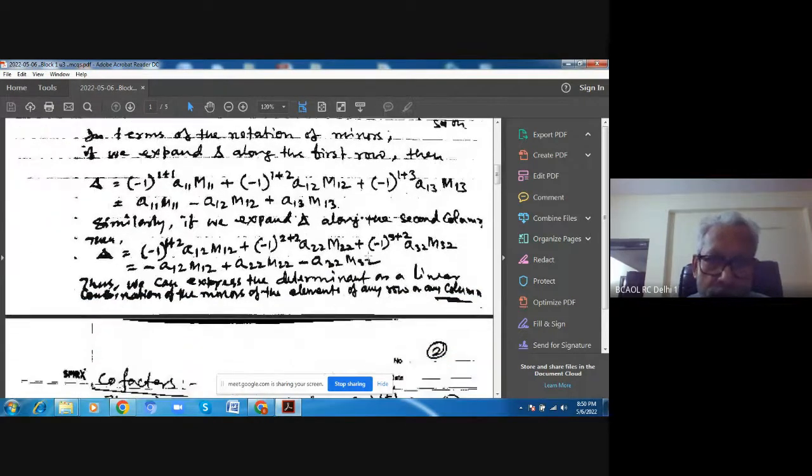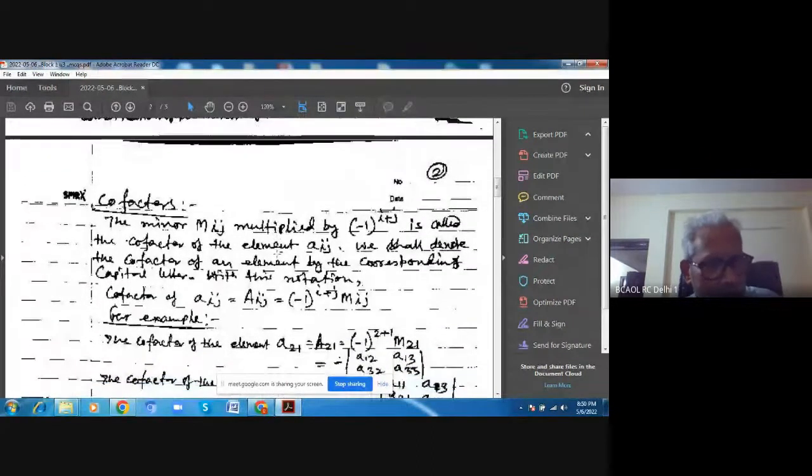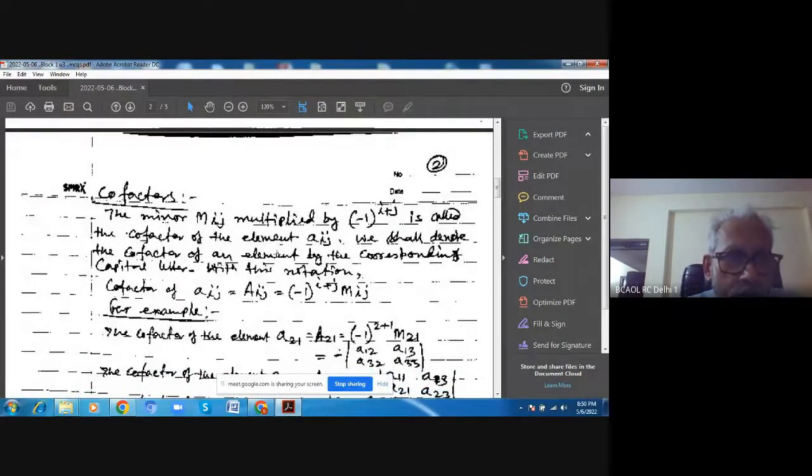Similarly, you can do it column-wise also. Now cofactor, now you can choose cofactor. What is minor? Okay, it is clear. Now cofactor is the minor, MIJ, multiplied by (-1)^(I+J). What are the minors we are getting? The minor is simply multiplied by (-1)^(I+J), and that is called the cofactor of the element aij.